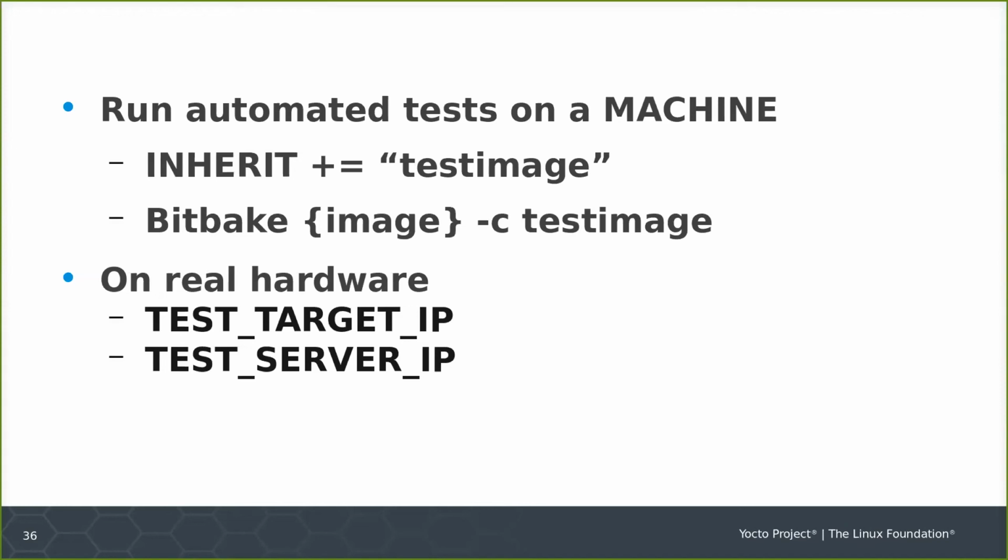If you're running on real hardware, and I actually do this at home, you can define your test target IP address and the test server IP address. Then it'll actually talk to your real hardware and run the same tests. And that's what comes out of the box with core. I think it's phenomenal that all that exists, and it's fairly straightforward and easy to use.